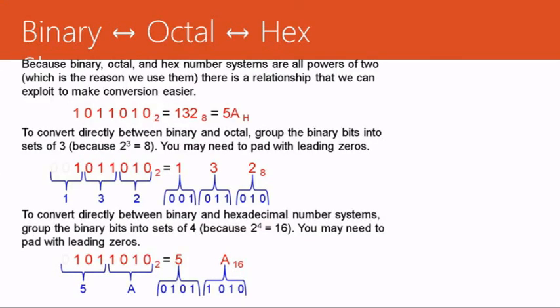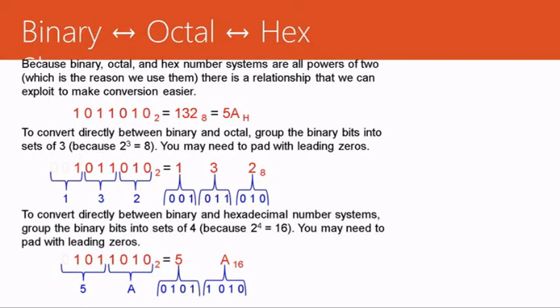Now, let's convert binary to octal and octal to hexadecimal, and vice versa. Because binary, octal, and hexadecimal numbers are all powers of 2, there is a relationship that we can exploit to make conversion easier. As for this example, let's say we have 1011010 base 2. That is also equivalent to 132 base 8, and also equivalent to 5A base 16.